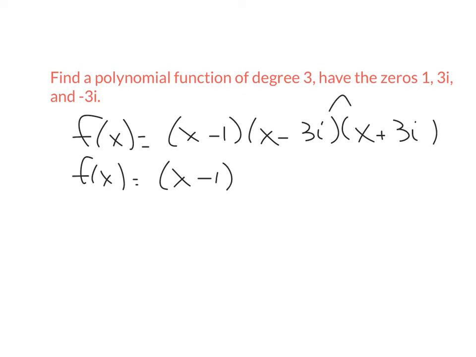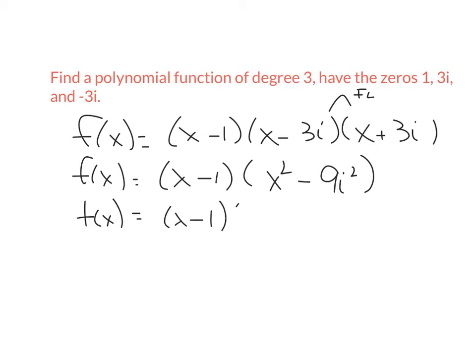And remember, when you multiply conjugates, you can just do FOIL. So that's what I'm going to do. First: x times x is x squared. Last: negative 3i times positive 3i is negative 9i squared. Don't forget what that i squared does to the 9. The i squared is negative 1, which makes it a plus 9.